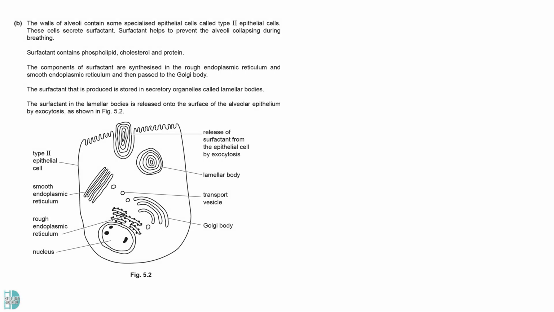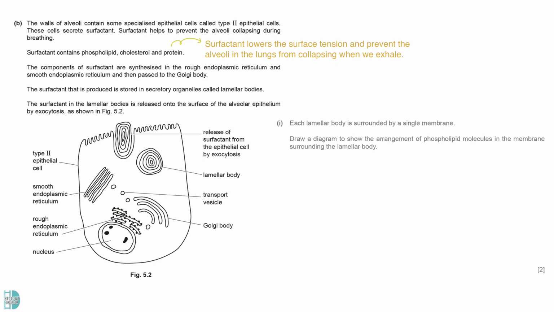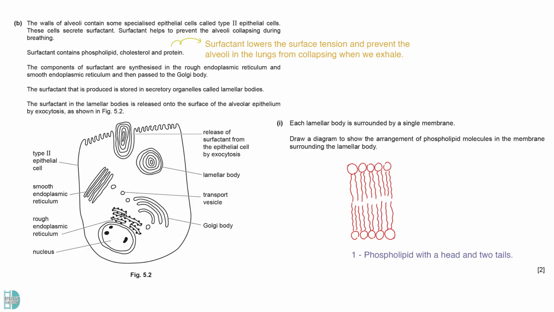In B, a diagram shows type 2 epithelial cells secreting surfactant by exocytosis. Surfactants lower the surface tension and prevent the alveoli in the lungs from collapsing when we exhale. 1 wants you to draw a diagram to show the arrangement of phospholipid molecules in the membrane. Your drawing should contain a few phospholipid molecules, each with a head and 2 tails. They arrange into a bilayer with their tails facing each other.